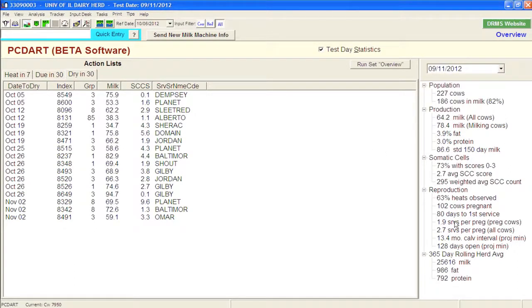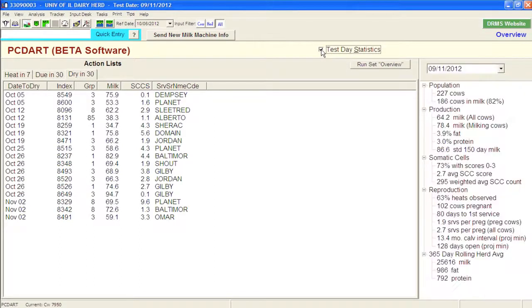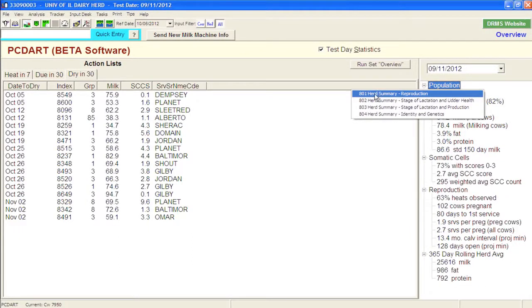if it doesn't start up with the test day information, test day statistics, you have to make sure that this box is checked. So if you have a blue screen over here in PCDART or aqua screen there, you can check that box and then right-click in this category, and there again you can find the reproduction tab for the 801 report. Again, all this information, 801, 802, and 803, would be found on that printout that you would get from a DHI report on a monthly basis.